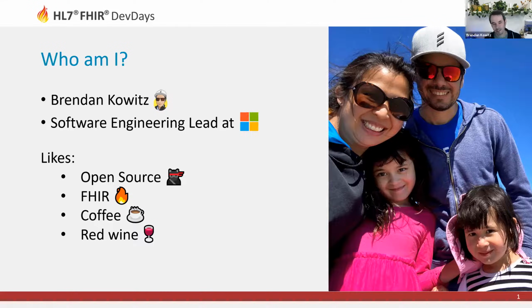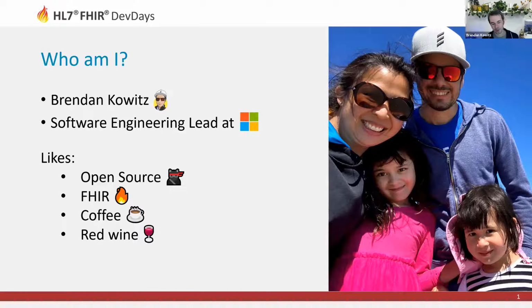The picture that you can see over on the right-hand side, that's me and my family at Lummi Island in Washington State. I took that photo last summer, but it is sunny again, so I thought I would go with the theme. And to try to get to know me a little better, the things I like: open source, FHIR, coffee, red wine. So into all of those things.